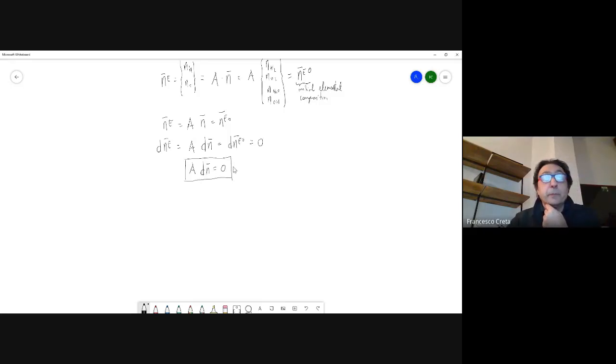Now, by definition, if given a matrix A you have that A times dn is equal to 0, then we say that the vector dn does not belong generically to Rn, but actually belongs to a subspace of Rn, which is called the kernel of A. You probably have seen this in linear algebra. It's also called the null space of A. And what is this? Well, it's a subset of Rn. So it's just a little smaller.